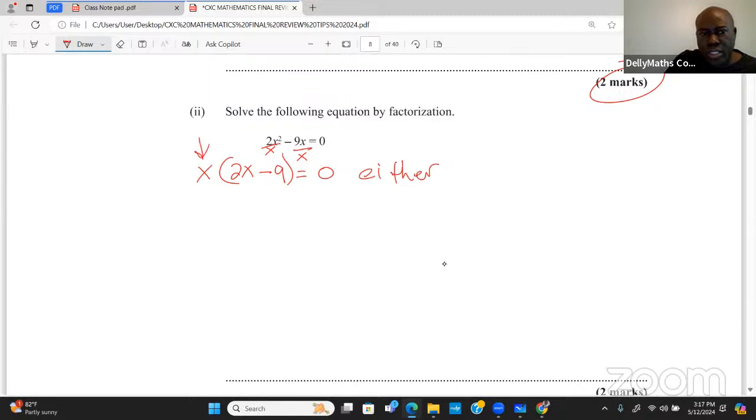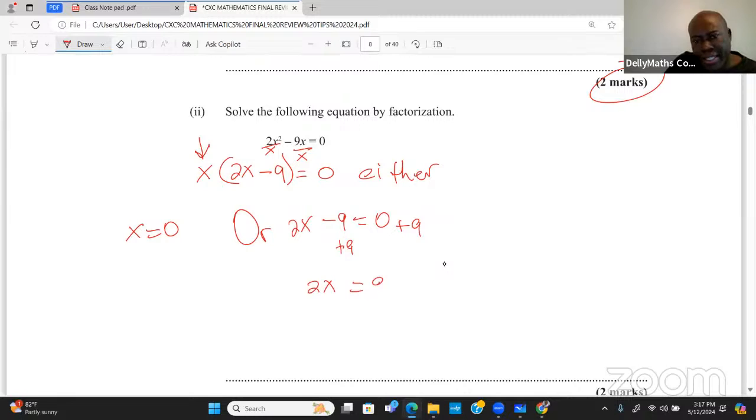the first one, which is this, so I could say x is equal to 0. If x is not 0, well, 2x minus 9 is 0. And from here, what we want to do is to solve ordinarily. So I'm going to add 9 to both sides. Adding 9 to both sides, I'm left with 2x is equal to positive 9.